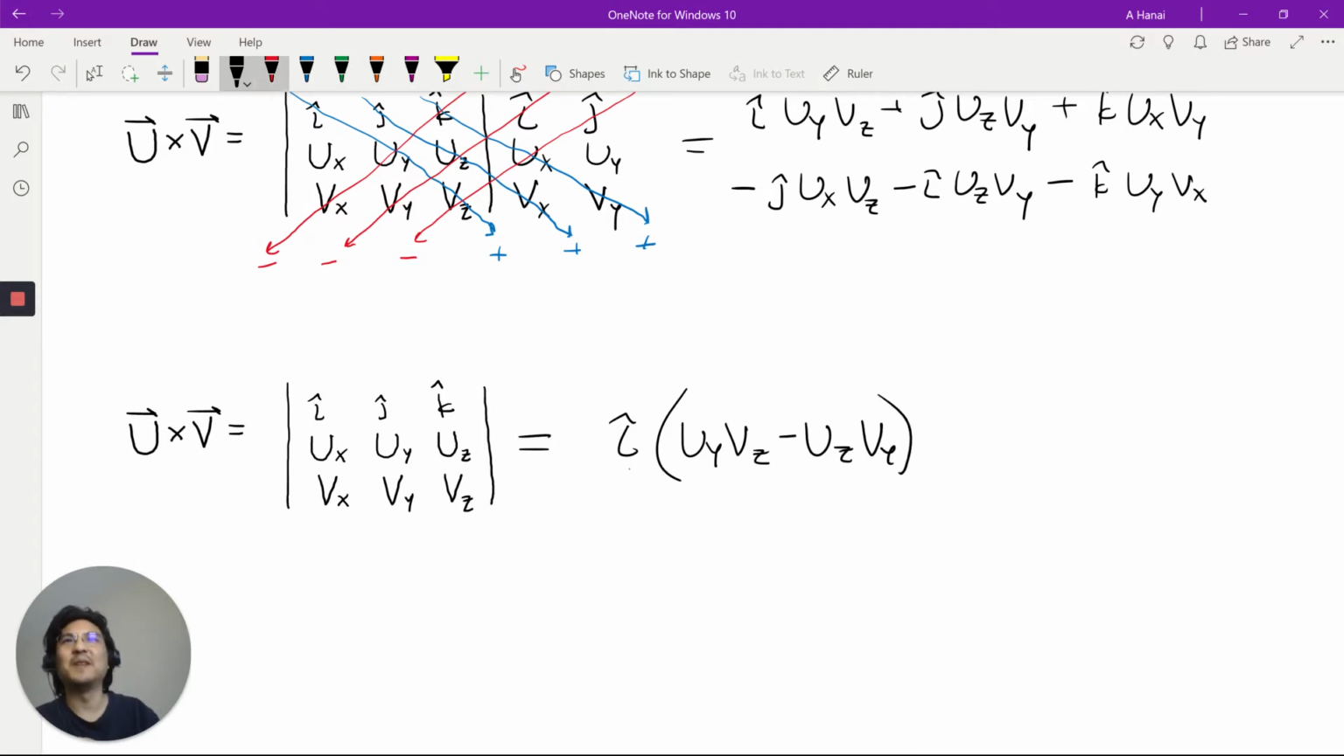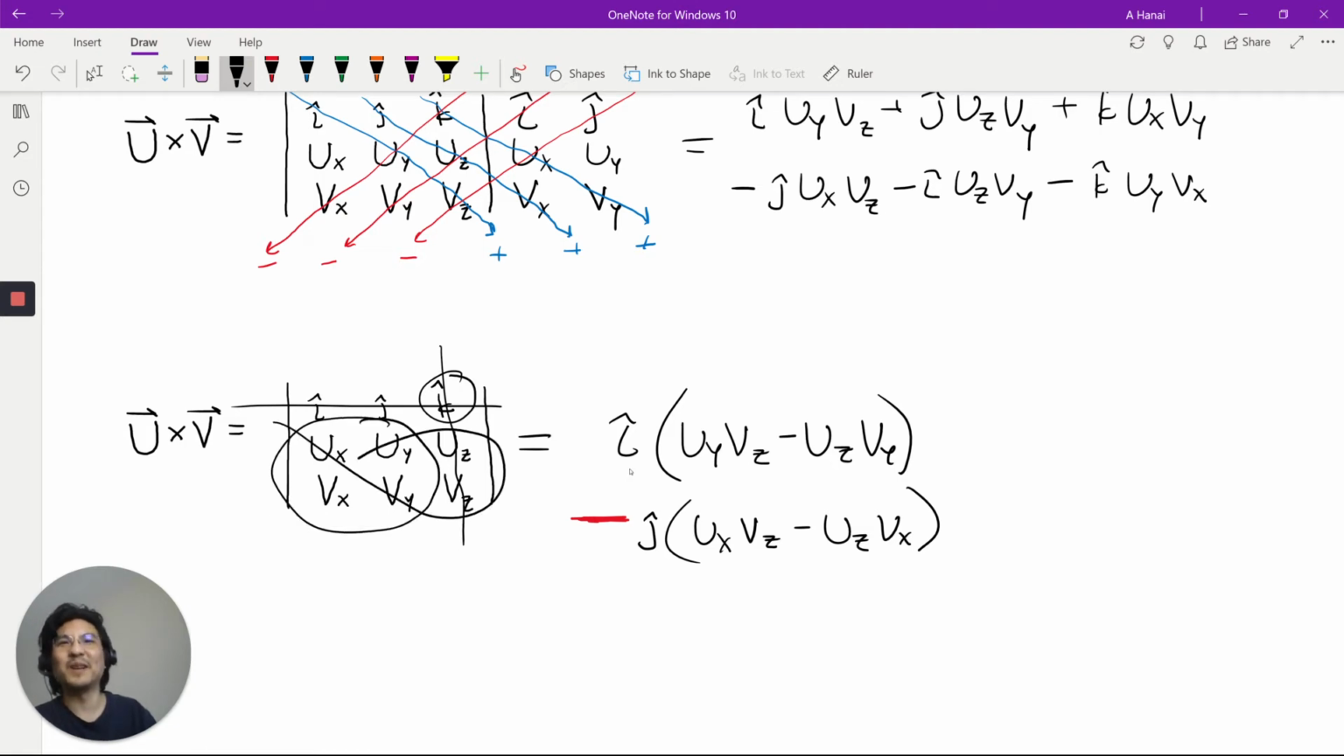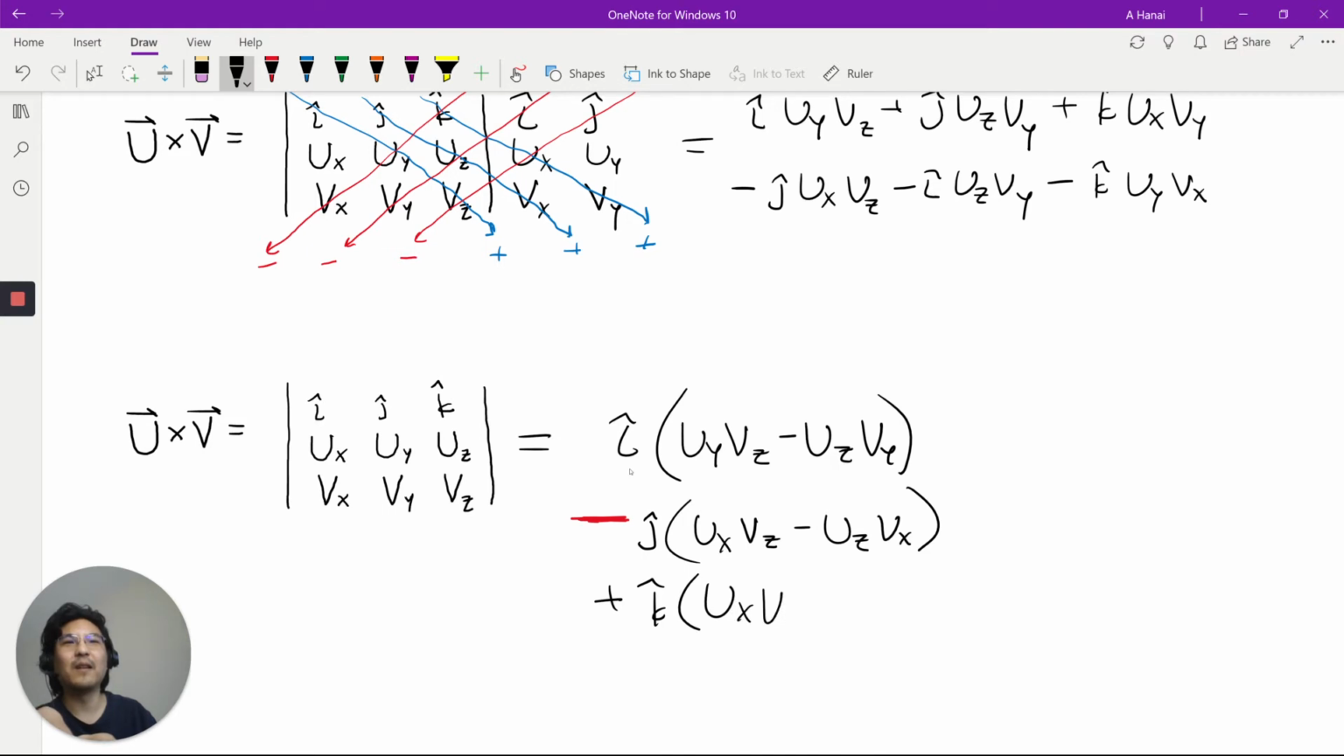Okay? And then now it's kind of tricky. You have to put a minus sign for j hat. So right here's j. You ignore that row and that column, and then just look at what's left over and multiply it like a fish, like this. But there's this minus sign over here, so just be careful. So ux vz minus uz vx. Okay, and then finally k hat, ignore that row, ignore that column, look at what's left, multiply it like a fish. Right, so plus k hat, this fish right here, ux vy minus uy vx. Okay, so whichever way you like better, do that way.